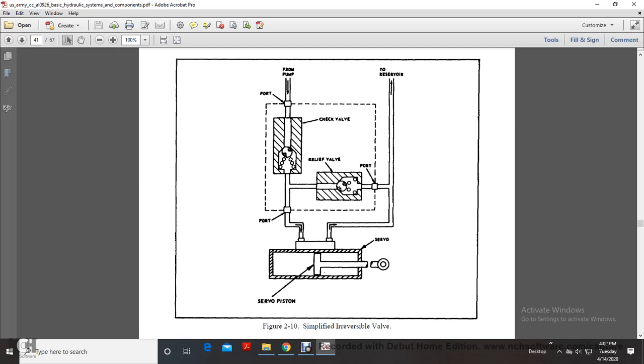You have your servo and then the servo piston. The arrows show the path of the fluid from the servo going to the reservoir and passing through a port through a relief valve, pushing on a spring, and then a port from the pump through the port into a check valve to the port to the servo piston. So you have an irreversible valve.